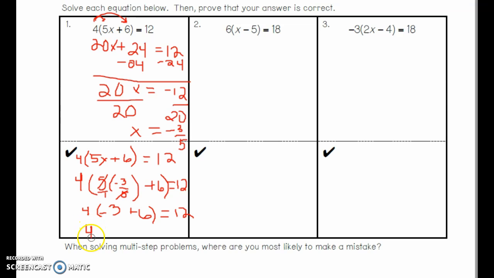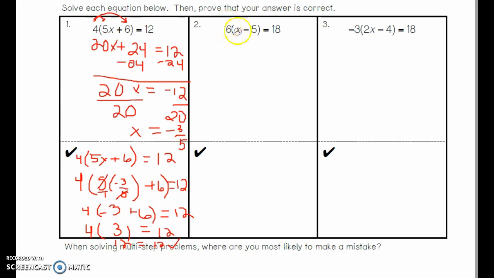So I have 4, -3, and 6. The signs are different, so you find the difference. The difference between 3 and 6 is 3. There are more positives than there are negatives, so it stays positive. And 4 times 3 is 12. 12 equals 12. Check. Nice job.